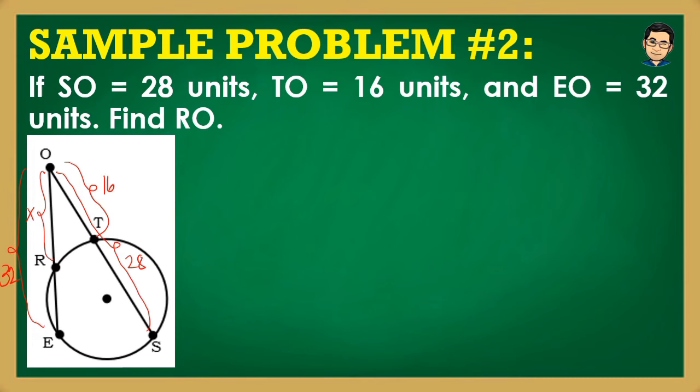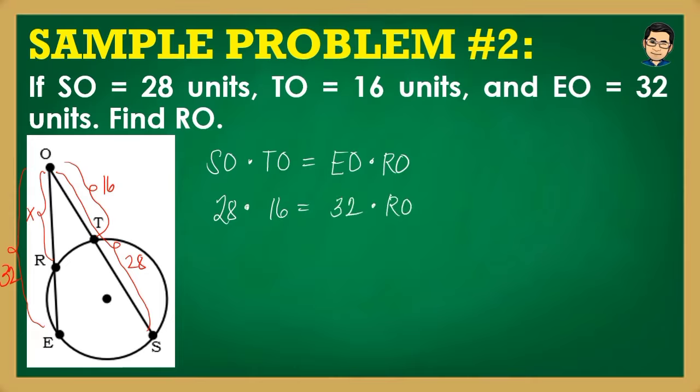So, para isolve siya, multiply natin yung sukat ng second segment SO sa sukat ng kanyang external second segment na TO, which is 16 units, equals sa product ng EO tsaka RO. So, SO is 28 times TO, 16, equals EO, 32, times RO. So, 28 times 16 is 448, equals 32 RO. And then, we will divide both sides by 32.